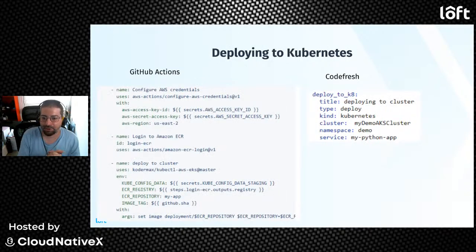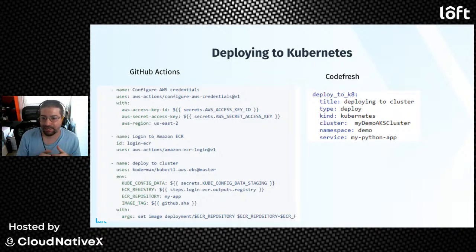The same thing can happen also for Kubernetes. Again, I have on the left a pipeline for GitHub Actions that deploys to a Kubernetes cluster. You can see a big part of the pipeline is authentication, like how you get access to the cluster, how you get a kubeconfig, and then how you deploy. And again, the Codefresh pipeline is super simple. It just says, I'm going to deploy to a Kubernetes cluster by name.